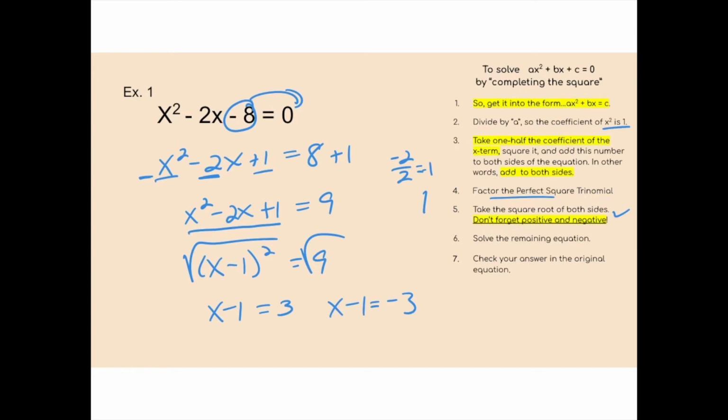Now it looks like a zero product property. We solve it twice. We get x equals 4, and x equals negative 2. And our two solutions are x equals 4 and x equals negative 2. If you graph that, you can check it. You can plug those numbers in any variety of ways to check your answers.